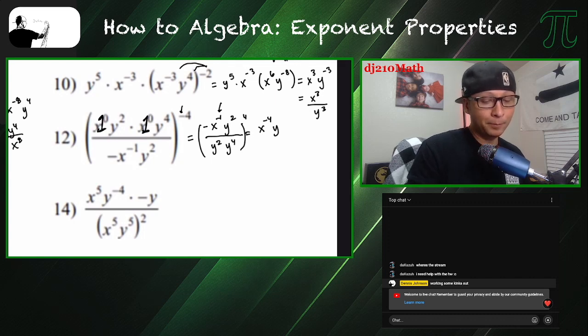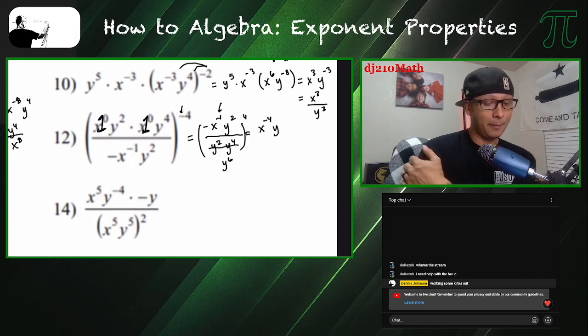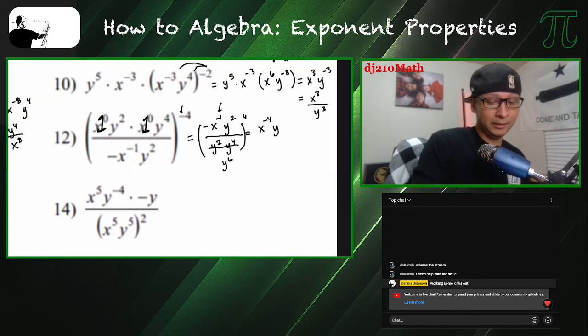So in the bottom, the denominator, we have y squared times y to the 4th. So we're going to add this. This is going to be y to the 6th. These are going to combine to make y to the 6th. We have y to the 6th in the denominator. Y squared is in the numerator, so 2 minus 6, which is basically negative 4. This is going to be negative 4 in the numerator.